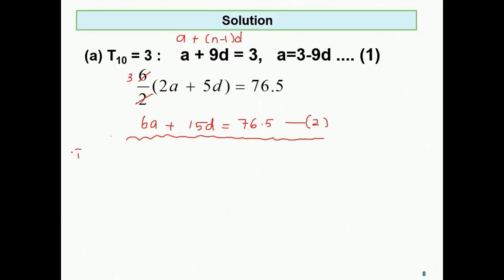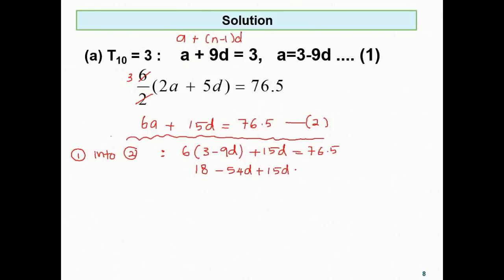Substitute equation 1 into equation 2, then we have 6 times (3 minus 9d) plus 15d is equal to 76.5. Simplify the expression, we have 18 minus 54d plus 15d is equal to 76.5.